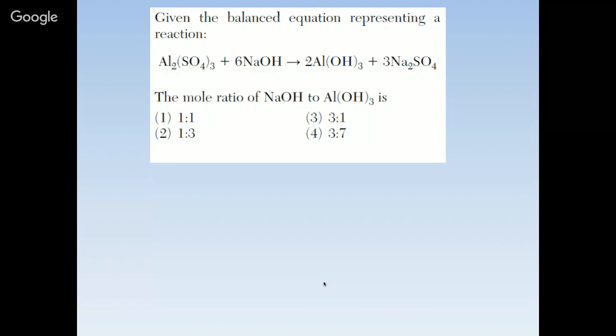Good job. A lot of you put the answer as 3. So when we're looking at the balanced equation, you first want to look at the moles that they're giving you as the coefficient. So NaOH is 6 moles and AlOH3 is 2 moles. At first glance, this should be a 6:2 ratio, but you can reduce that to a 3:1 ratio. So you always want to reduce those ratios. So 3 was the correct answer. Great job.